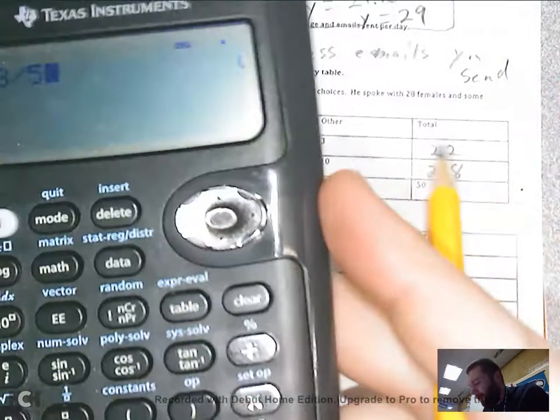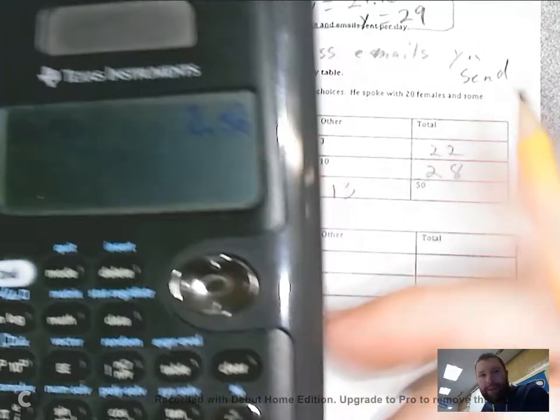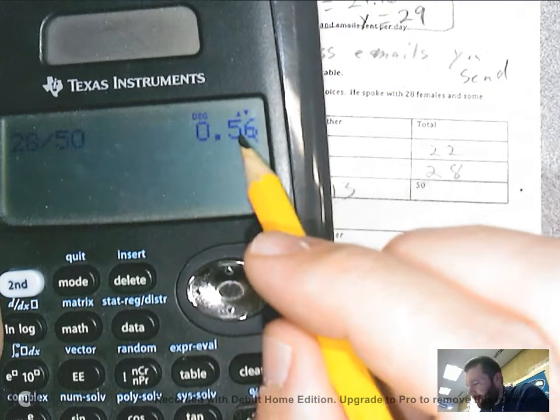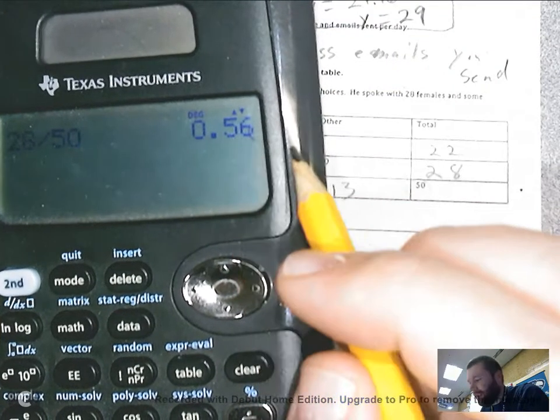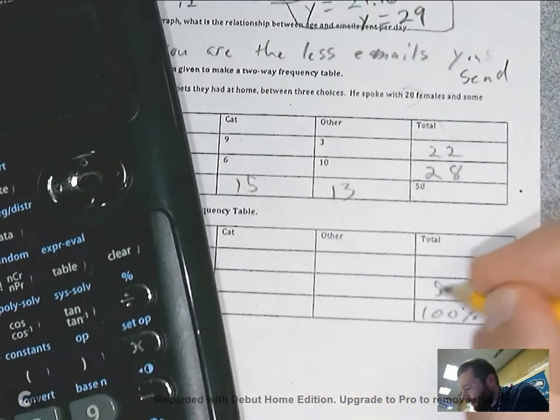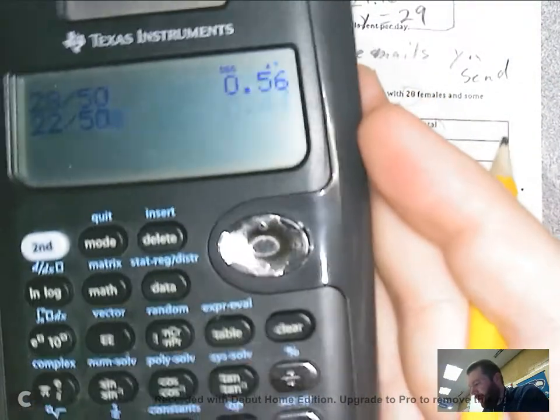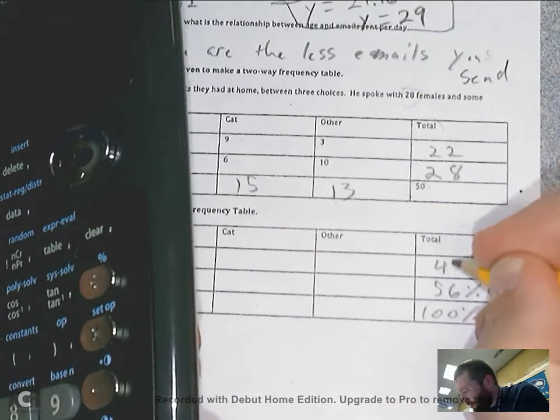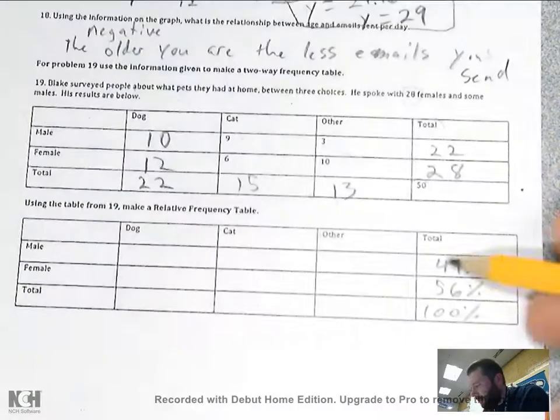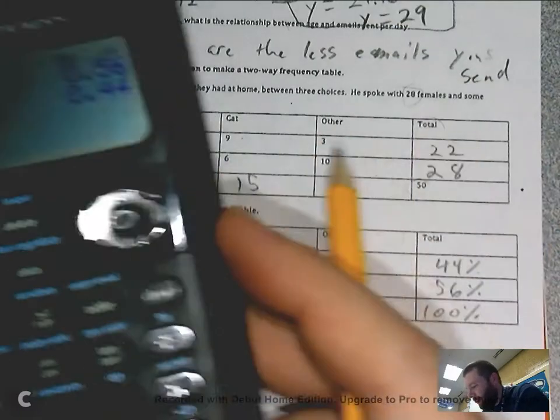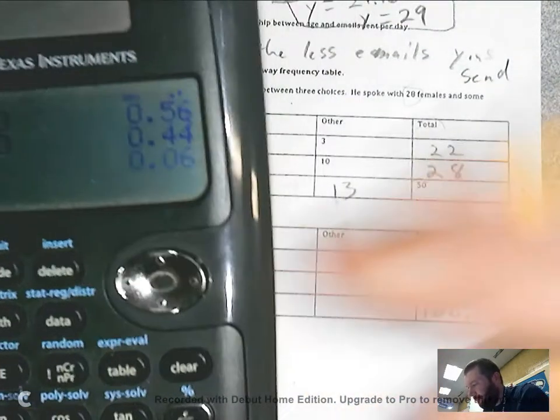28 divided by 50 is 0.56, right? To make it a percent, you just move the decimal twice. So it's 56%. Okay? And if I do 22 divided by 50, I get 44%. So just to double check, 44 plus 56 is 100. Perfect. That's all we're doing here. We're just dividing everything by 50.